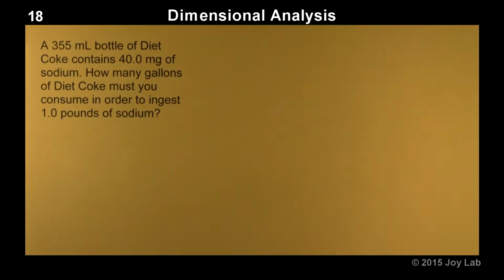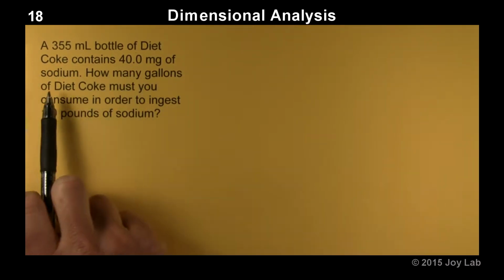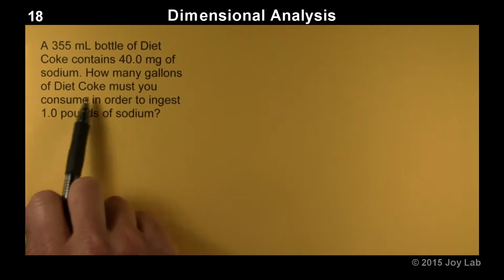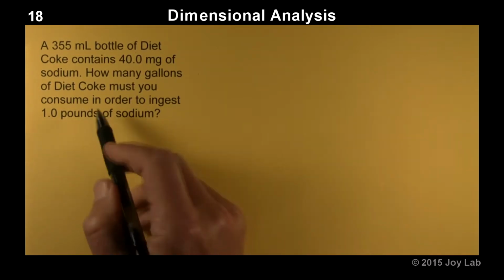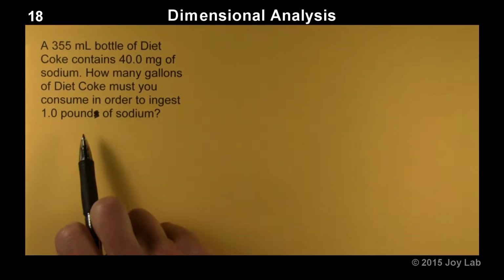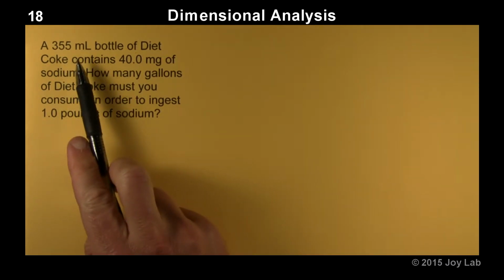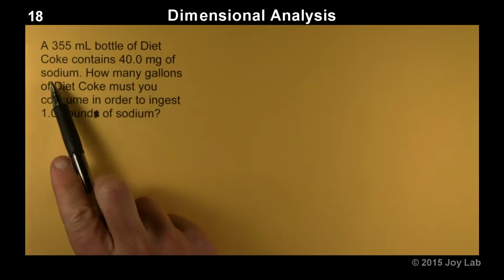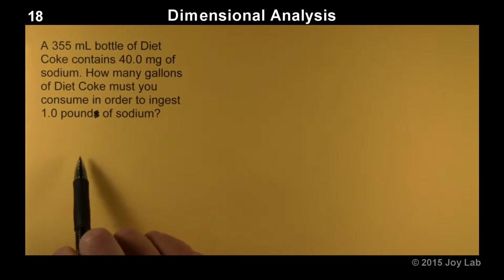All right, so now we need to sort through a number of different numbers in this thing. So we got a bunch of values. A 355 milliliter bottle of Diet Coke contains 40 milligrams of sodium. How many gallons of Diet Coke must you consume in order to ingest 1 pound of sodium? Look at that, that should be singular. I'm going to change that. 1 pound of sodium. So we have 3 different values here: 355 milliliter bottle, 40 milligrams of sodium. We have to pay attention to not only the units, but what it represents, and pounds of sodium.